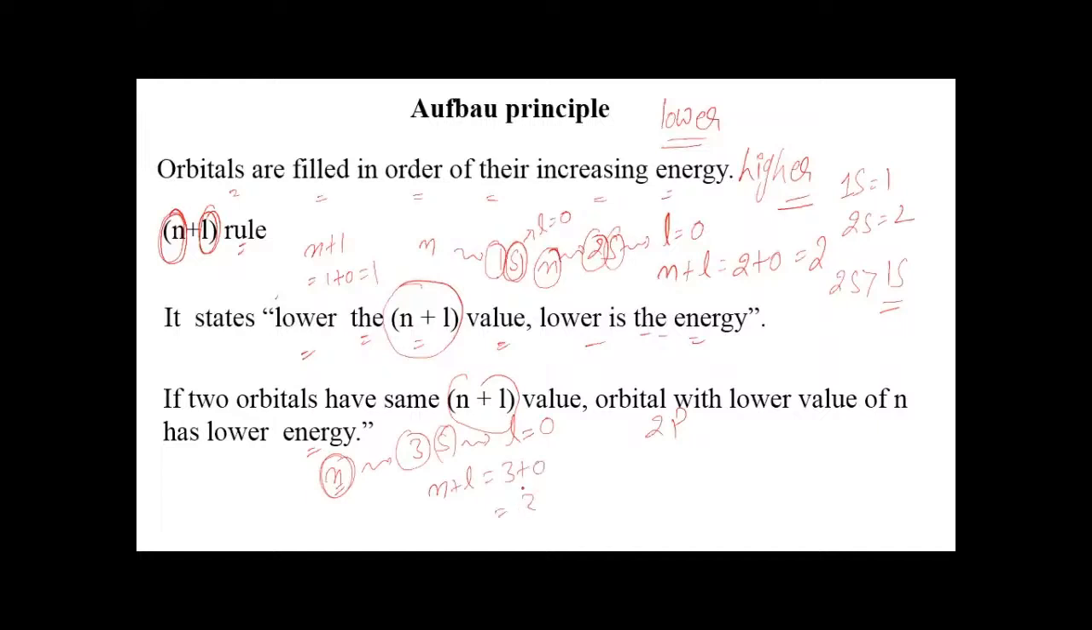In case of 2p, the n value is 2 and according to p, the l value is 1. So according to the formula n plus l, 2 plus 1, that is 3. So the value for 3s is 3 and the value for 2p is 3. Due to the lower n value, the energy of 2p is less than that of 3s.